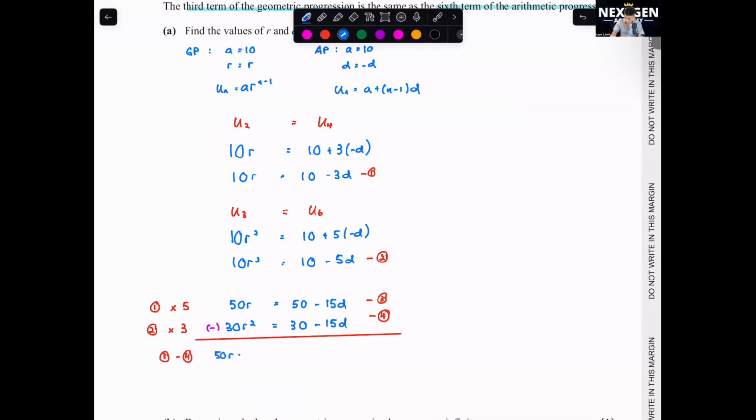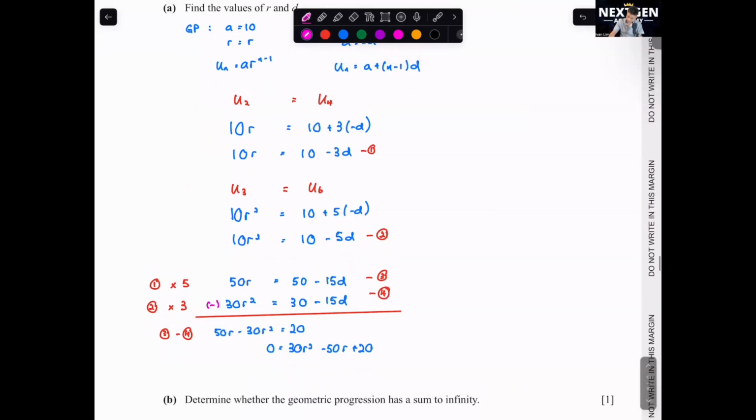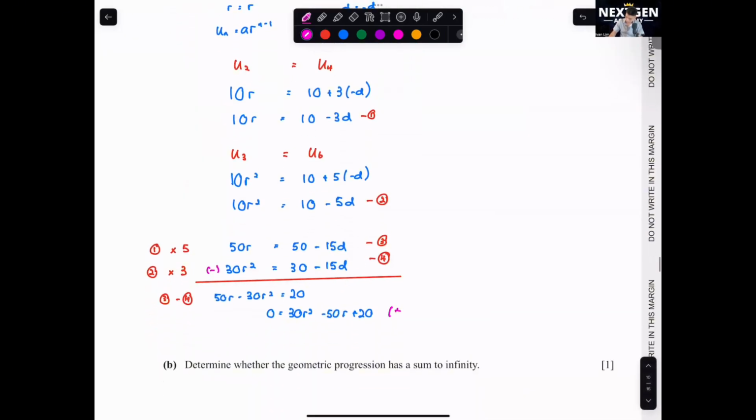This will be 50R minus 30R squared equals 20. We shift everything to the right hand side: 30R squared minus 50R plus 20. Okay, then we divide everything by 10. This will be 3R squared minus 5R plus 2 equals 0. Okay, then we solve this.